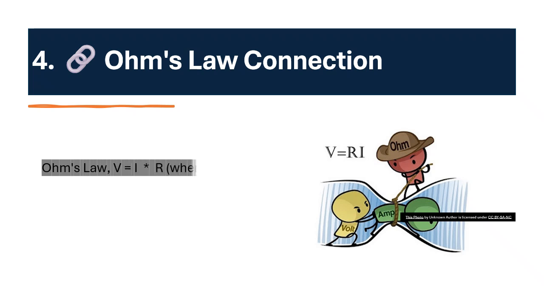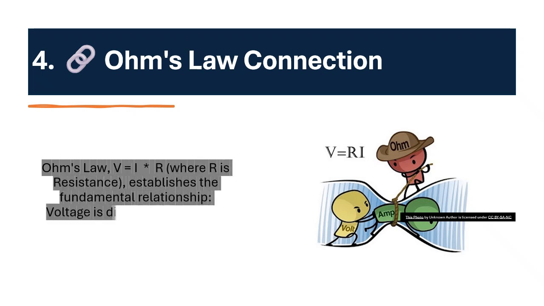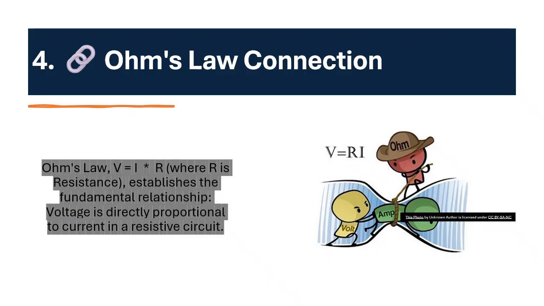4. Ohm's law connection. Ohm's law, V = I*R, where R is resistance, establishes the fundamental relationship: voltage is directly proportional to current in a resistive circuit.